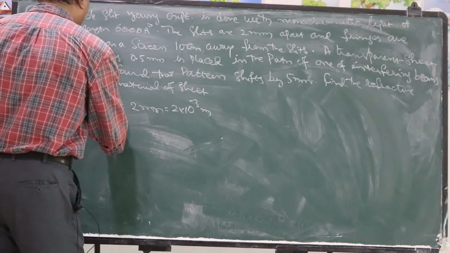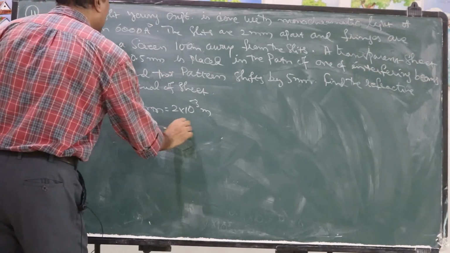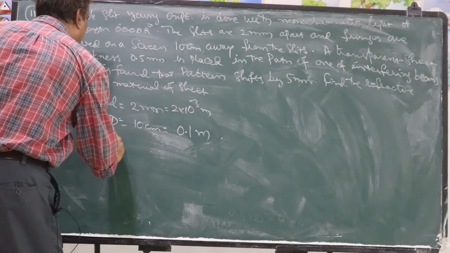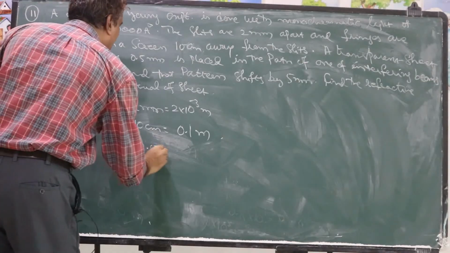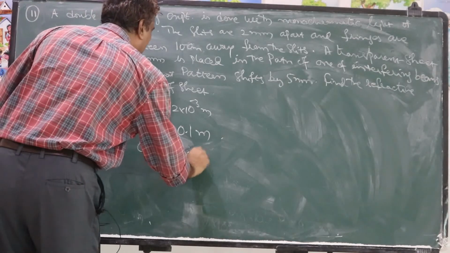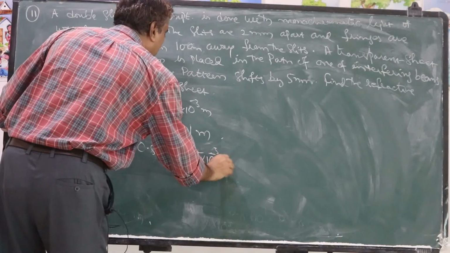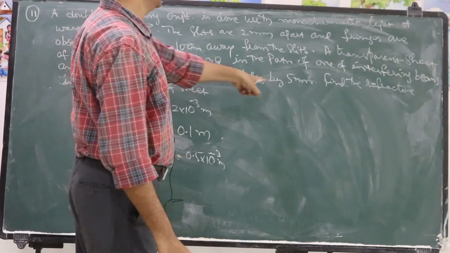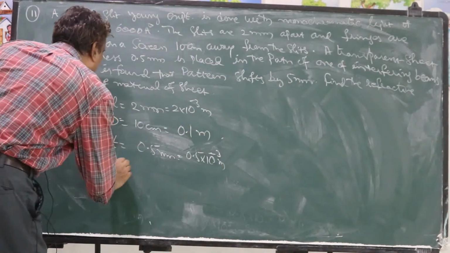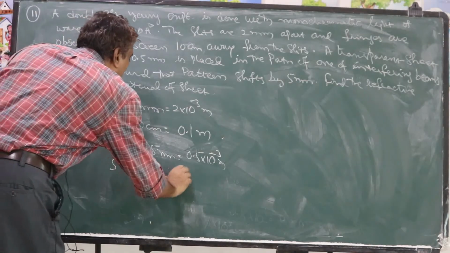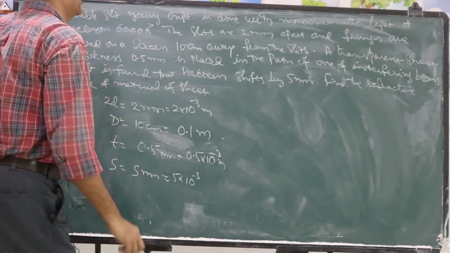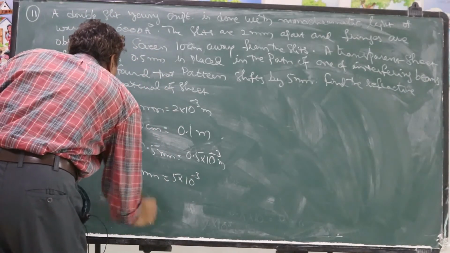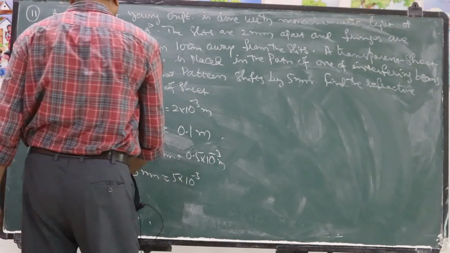and screen distance D is equal to 10 centimeter, that is 0.1 meter. Transparent sheet of thickness t is equal to 0.5 millimeter, that is 0.5 into 10 power minus 3 meter. The interfering beams, it is found that the shift is 5 mm. So, S equal to 5 millimeter, that is 5 into 10 power minus 3. Now, find the refractive index of material. So n is equal to question mark, or mu is equal to question mark.